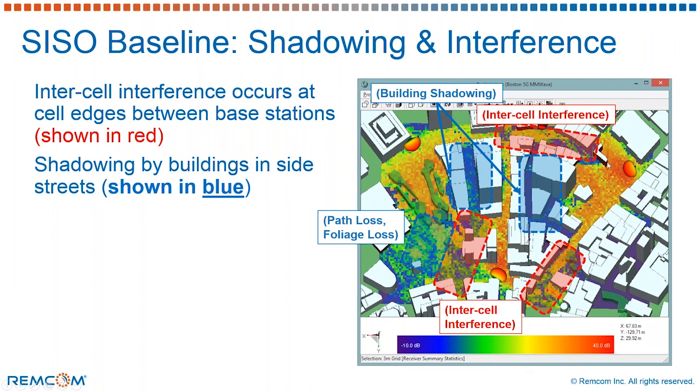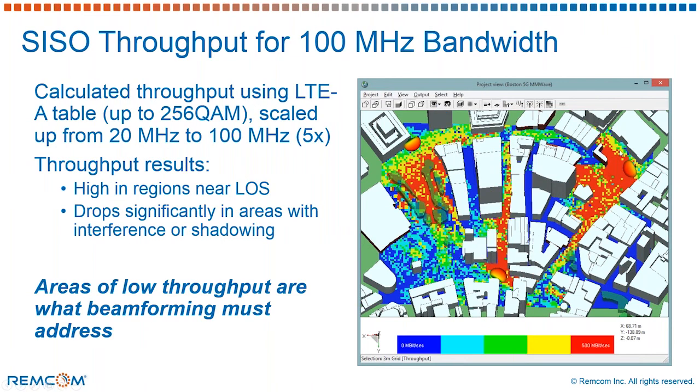Next, we calculated the throughput using our constructed throughput curve and allowing up to 256 QAM for the 100 megahertz bandwidth. The results are shown in the plot to the right again. We can see that in the line of sight areas or close to line of sight, we see some very high throughputs up to about 500 megabits per second. And in the other areas where we noted the lower signal to interference plus noise, there are definitely some large regions with dropouts. Some of these areas are the areas that we would attempt to mitigate using beamforming.